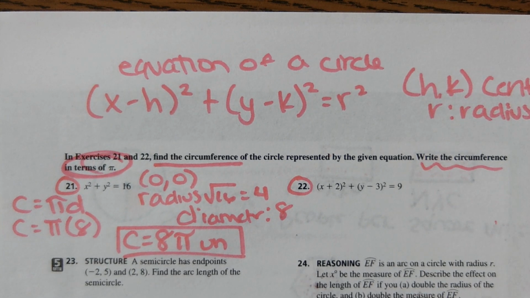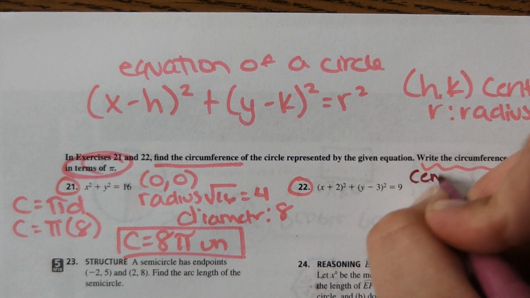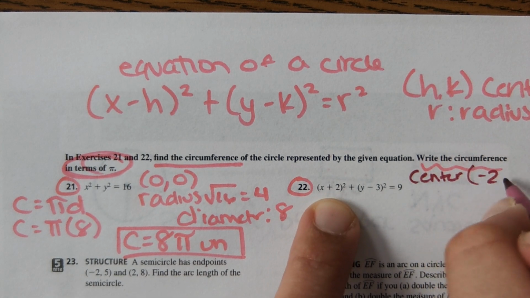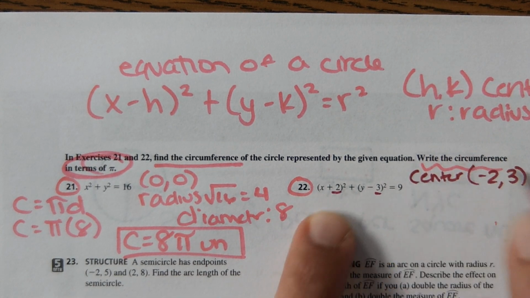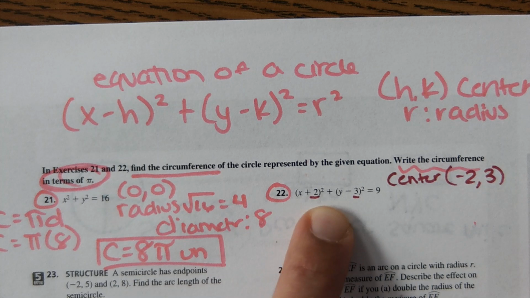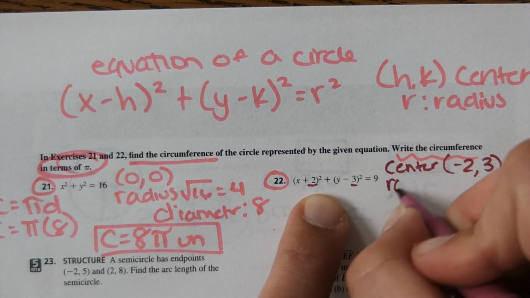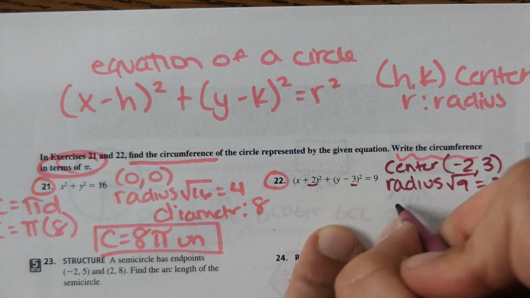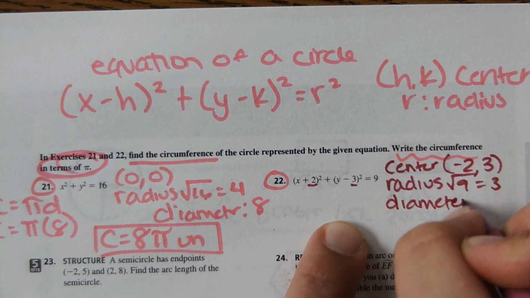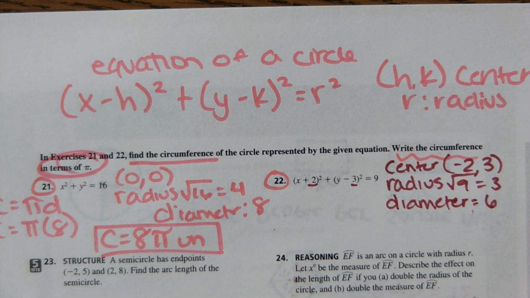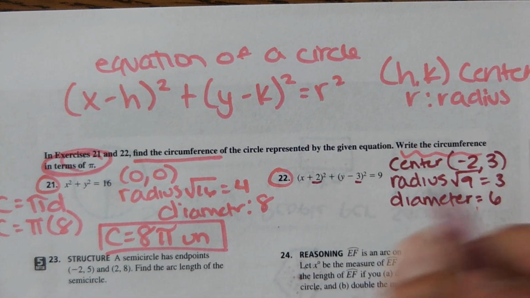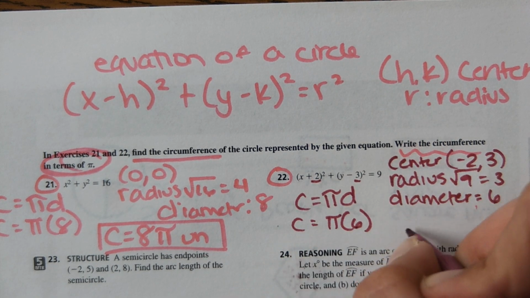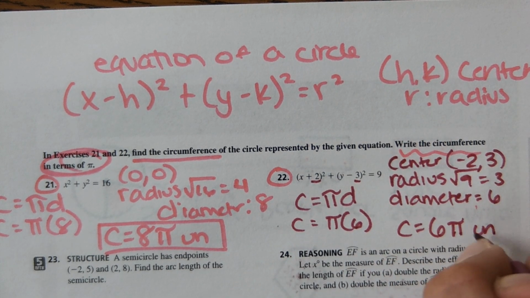Okay, and 22, looking at that, we don't really need to identify the center, but just as a matter of practice, the center here is -2, 3. Remember, it's these two values, and then it's like opposite sign. And then the radius of this circle is square root of 9, which equals 3. So the diameter be 3 times 2, which is 6. And circumference is pi times diameter, so pi times 6. So circumference is 6 pi units.